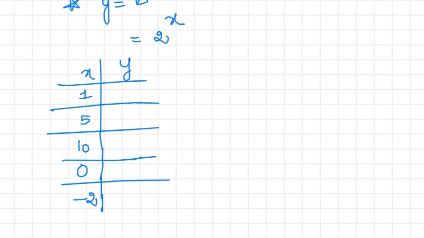2, right? 5: 25. 3. Oh, sorry. 32. What about 10? 100. See again.